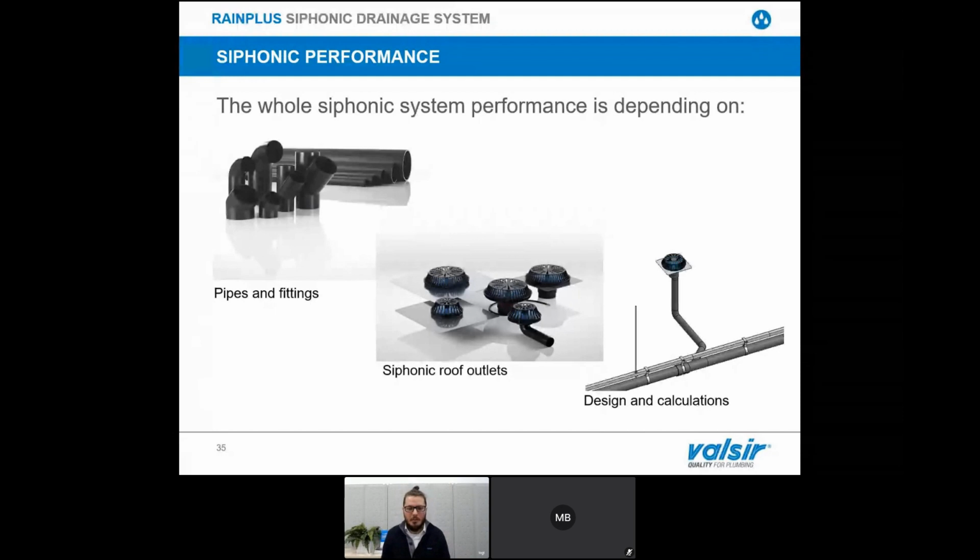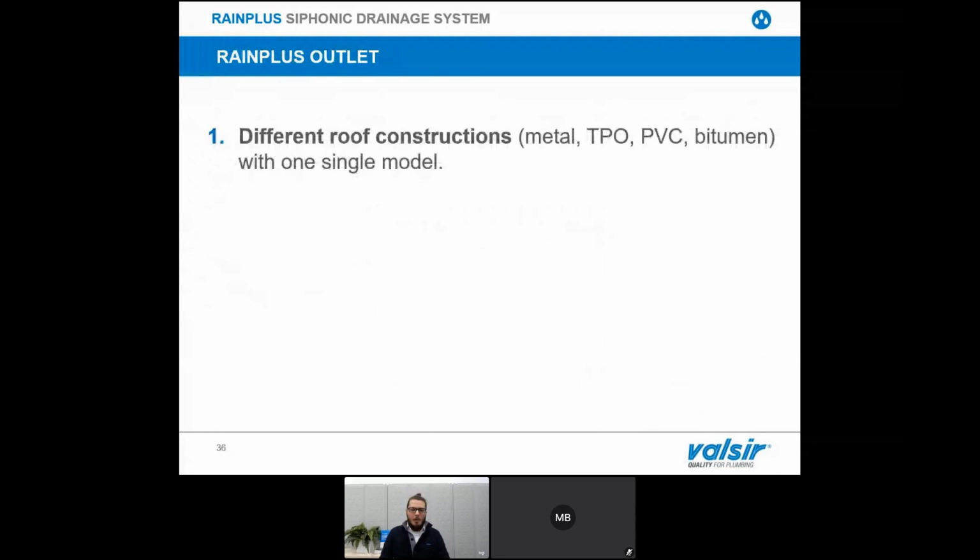So now we are going to talk about the Sephonic roof outlet performance, because we took something like 4 years of development to decide how to realize our outlet. During this process, we decided to focus on 4 main aspects. The first one was to have a model that can be used on different roof constructions. So we decided to develop only one outlet that can be installed on all the different kinds of roof construction.